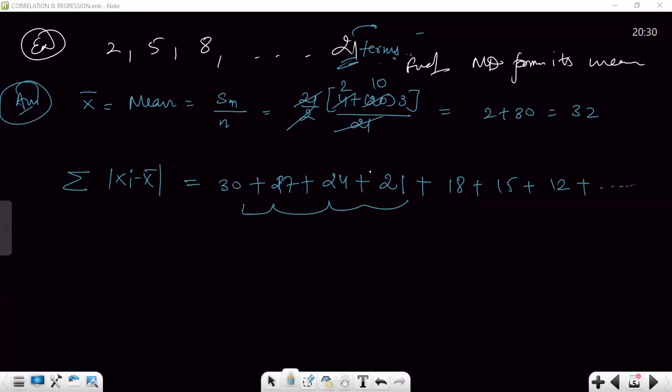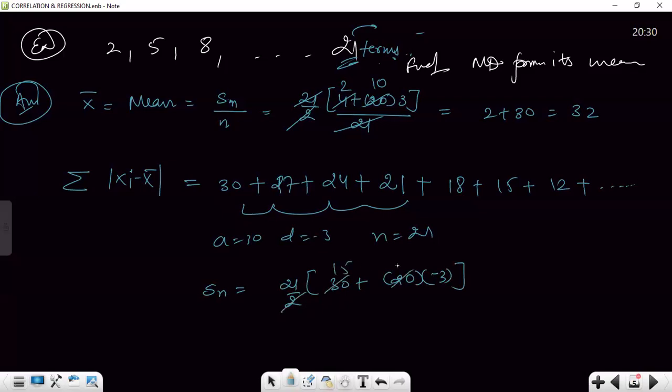We have found out that this is an AP with a as 30 and d as minus 3, and this will go on till 21 terms. So we can find its sum using the Sn formula: 21 by 2, 2a plus (n minus 1), that is 21 minus 1, into d, which is minus 3. Okay, nice. 2 divides it. This becomes 21 into 15 minus 30, so minus 15. This is the sum.